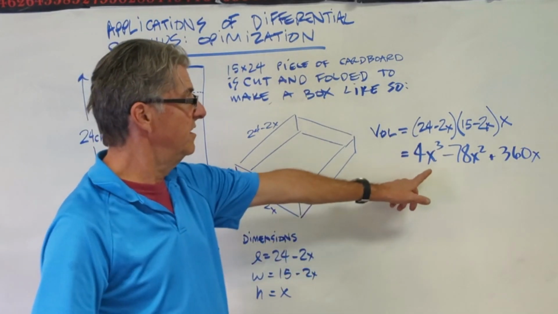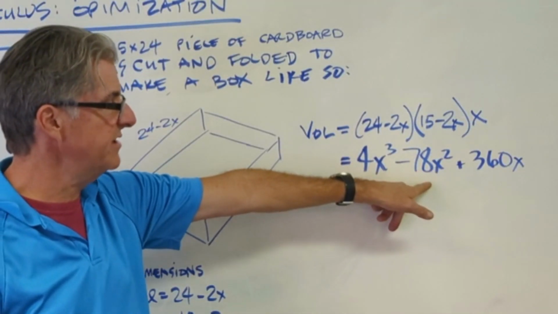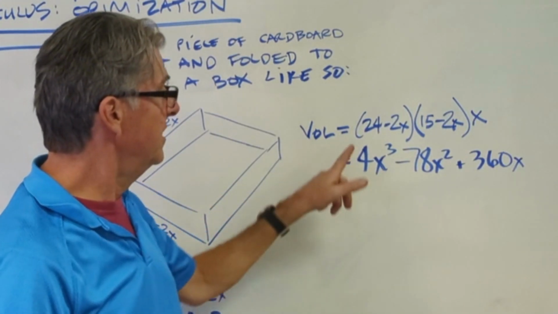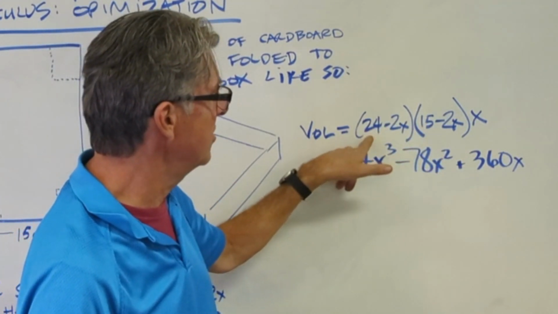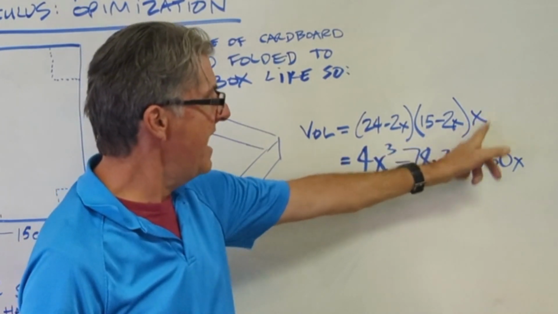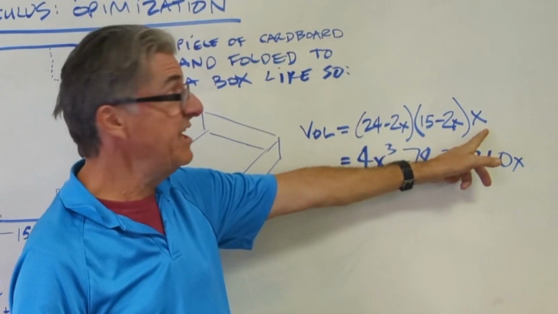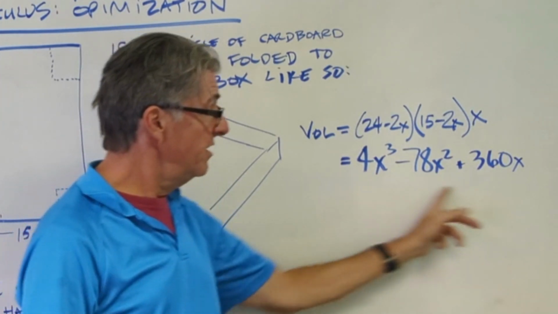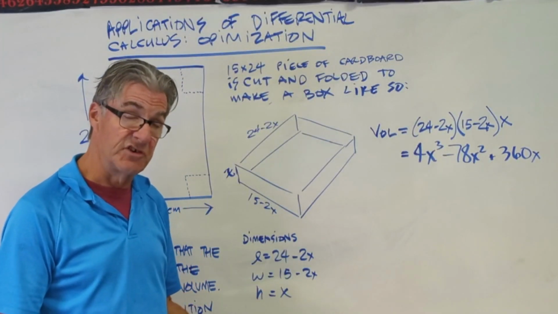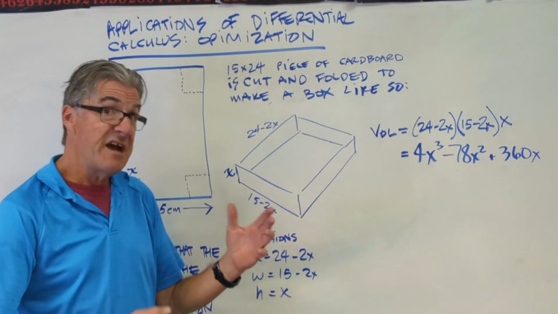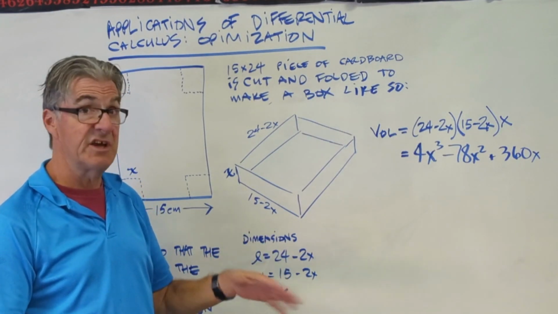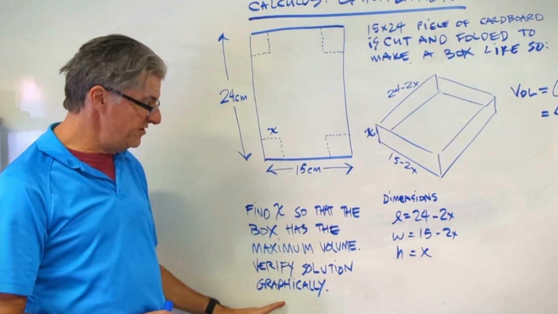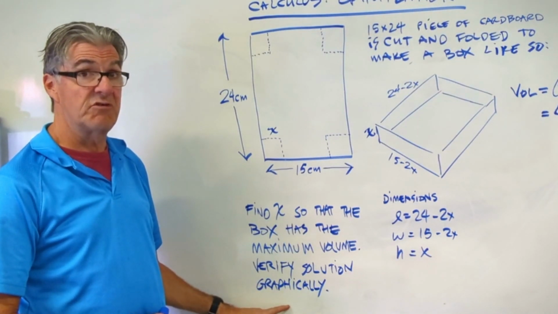Okay, so here's what I get: 4x to the third minus 78x squared plus 360x. And I'm sorry, there is no constant in this one because we would have a constant term here with 24 times 15, but everything gets multiplied by x at the end of the day. So that's why we don't have a constant in our volume. So the volume is a cubic function. So think about what that graph looks like for a minute, because that's going to be an important graph to interpret in terms of our answer when we verify our solution graphically.